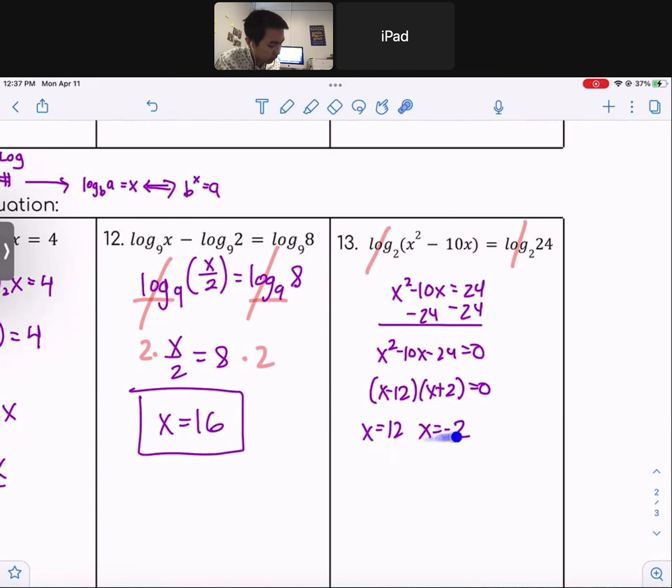And when we plug in both of these, you guys, respectively into here, it produces positive value. 12 squared is 144. Negative 10 times 12 is negative 120. 144 minus 120 is 24. When we plug in negative 2 into here, negative 2 squared is 4. Negative 10 times negative 2 is 20. 4 plus 20 is 24. So both of these would be perfectly nice answers.